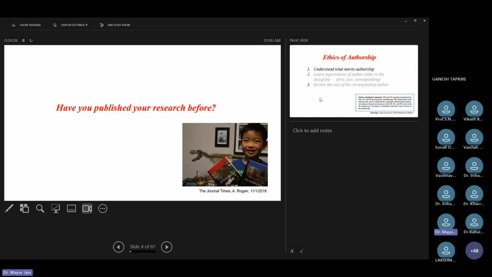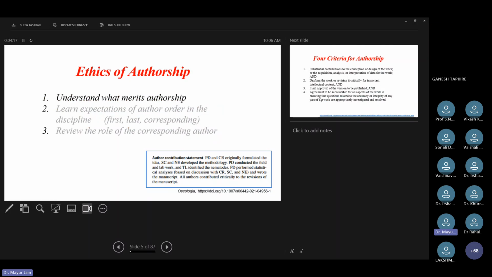I will not go into the basics of what all that is, but I'll focus on the importance of the first thing in publication, which is the ethics of authorship, right? When you write a paper, or when you try to complete your paper, the first thing that is very important is that you should follow the ethics of authorship. Understand what merits authorship, right?